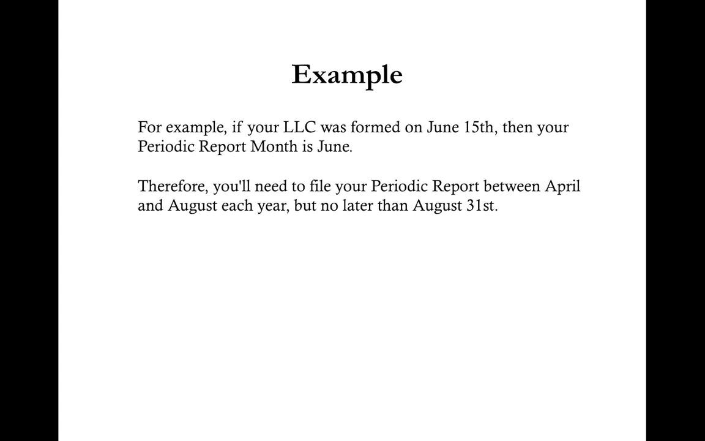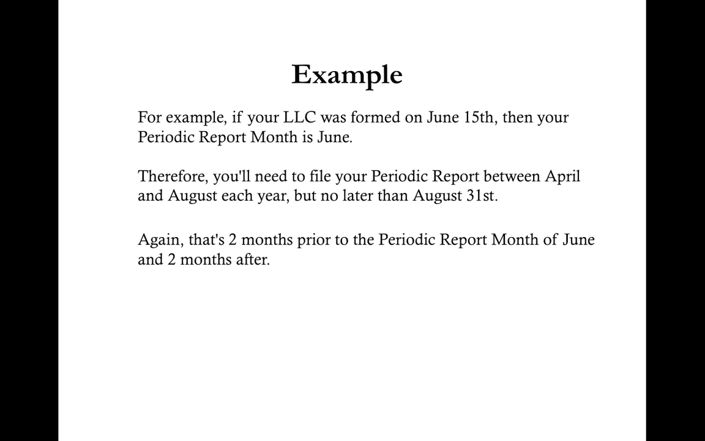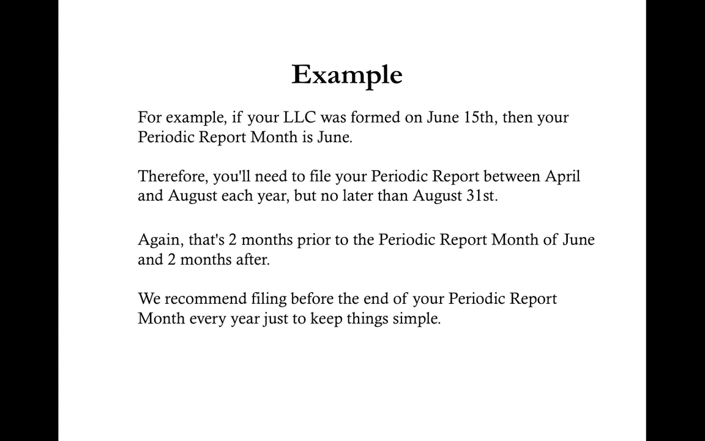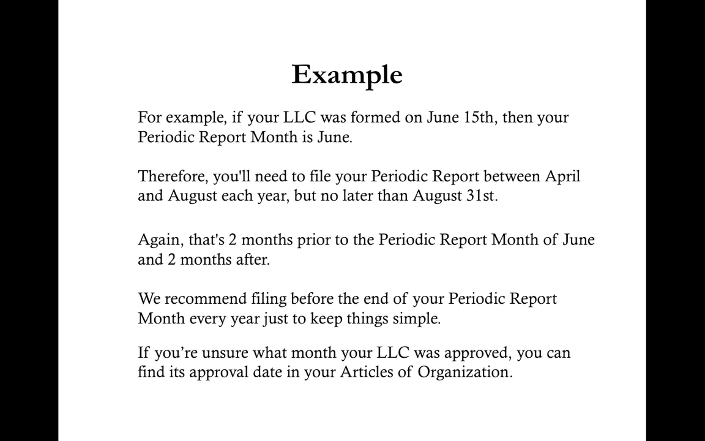Therefore, you'll need to file your periodic report between April and August of each year, but no later than August 31st. Again, that's 2 months prior to the periodic report month of June and 2 months after. We recommend filing before the end of your periodic report month every year just to keep things simple. If you're unsure what month your LLC was approved, you can find its approval date in your Articles of Organization.